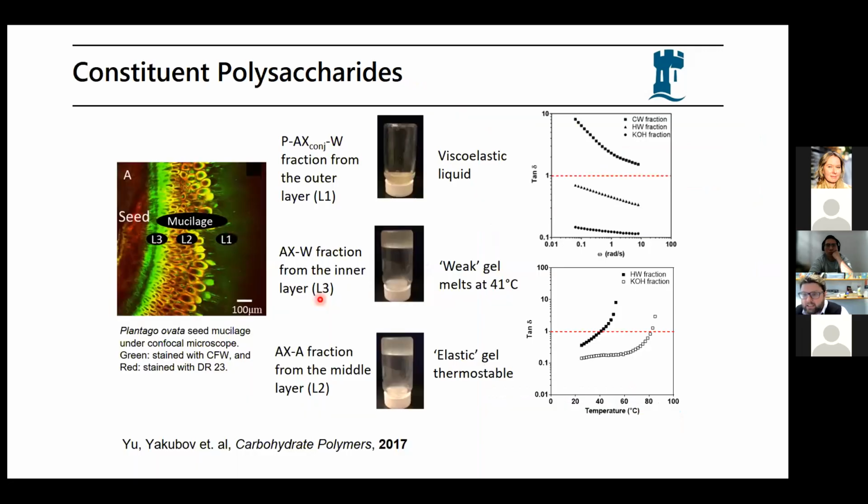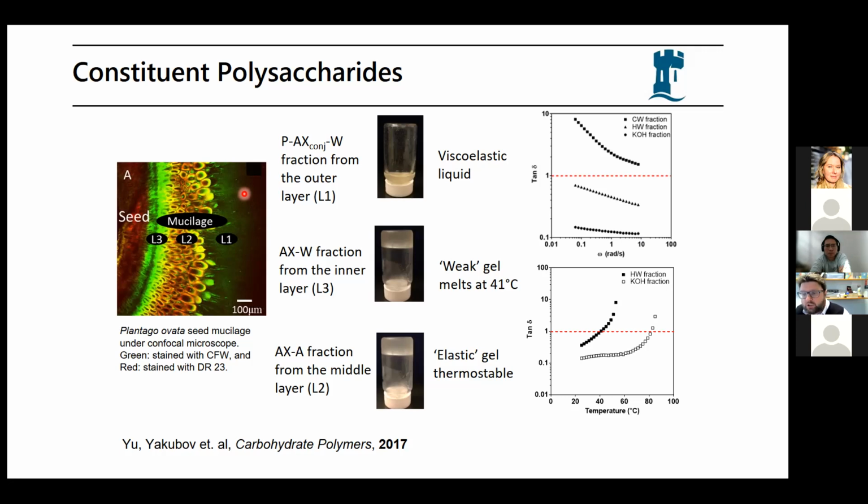So we've developed the protocol for isolating fractions from different layers. Essentially, the outside layer was very easy. You can just use cold water to extract these polysaccharides. When we analyzed their structure, it turned out to be a conjugate of RG1, rhamnogalacturonan pectin, and complex heteroxylan, or arabinoxylan, because it's made of arabinose and xyloses. It forms a viscous fluid at low concentration, and at high concentration it becomes a viscoelastic fluid.